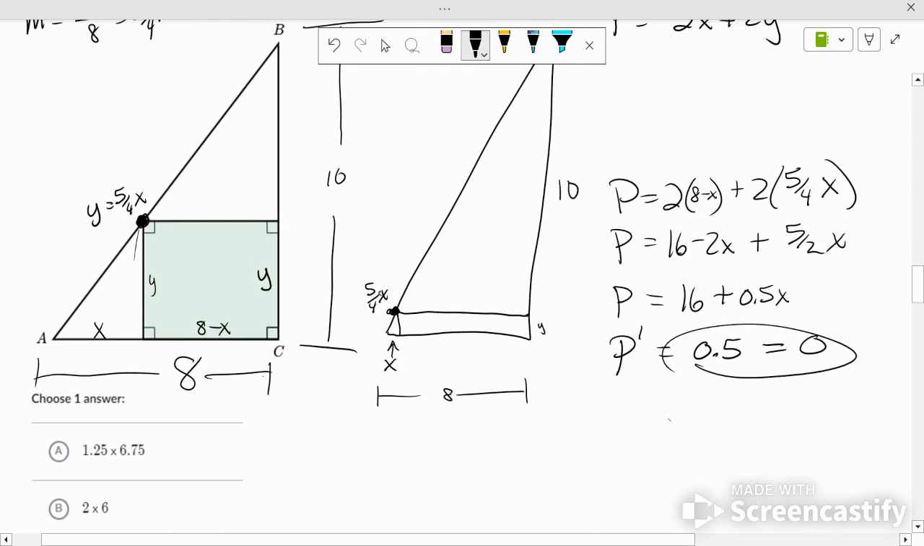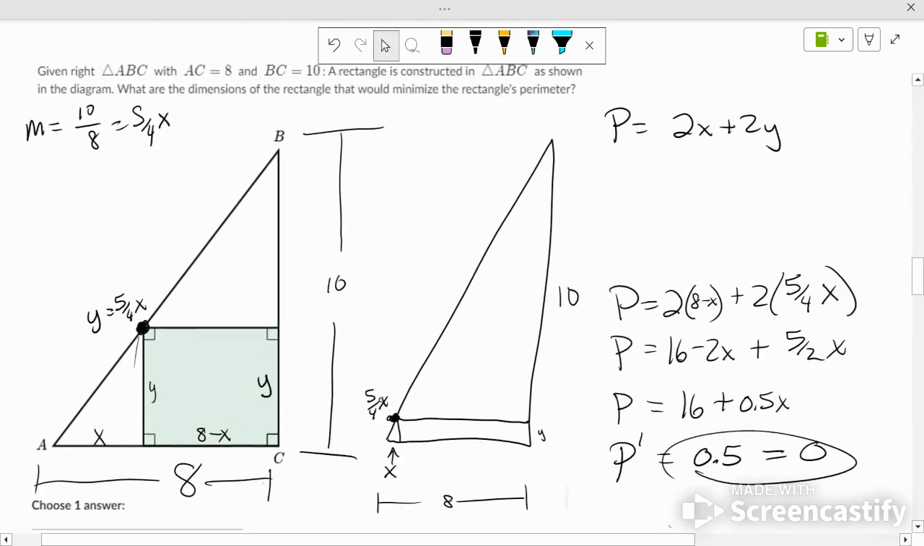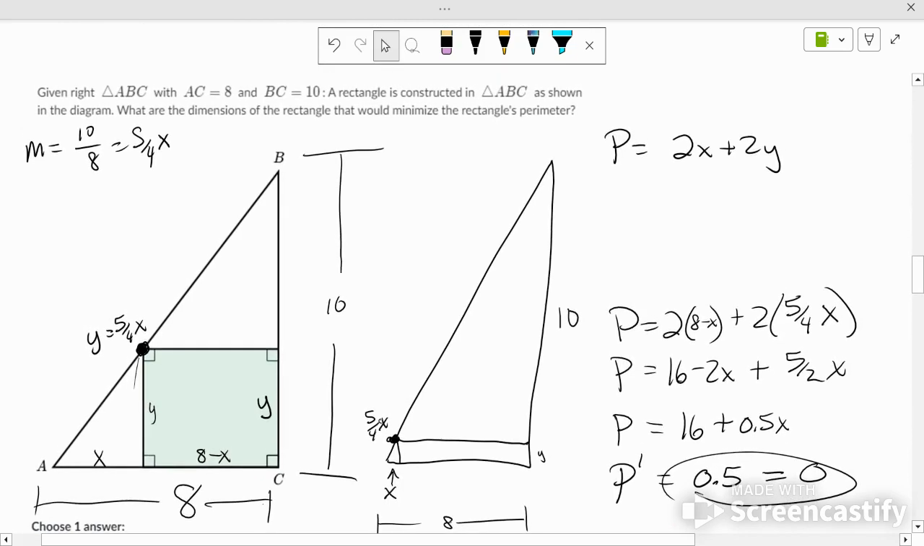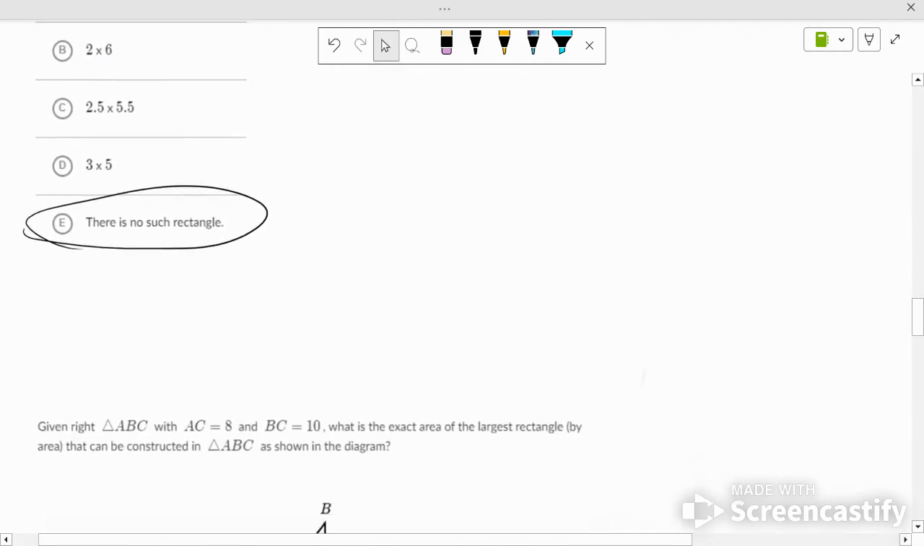Now, areas is a different story. Perimeters is not. Because the perimeter, the way it changes, there's no perimeter of a rectangle that would minimize the rectangle's perimeter. Okay? That one's a little different one. Okay? So if you hit that one, that's how you go about it.